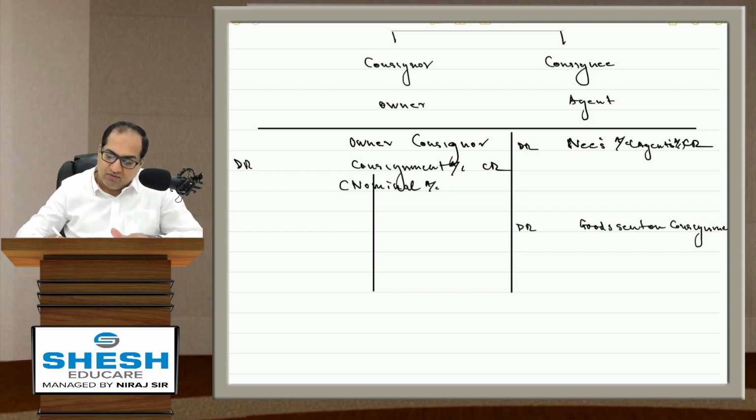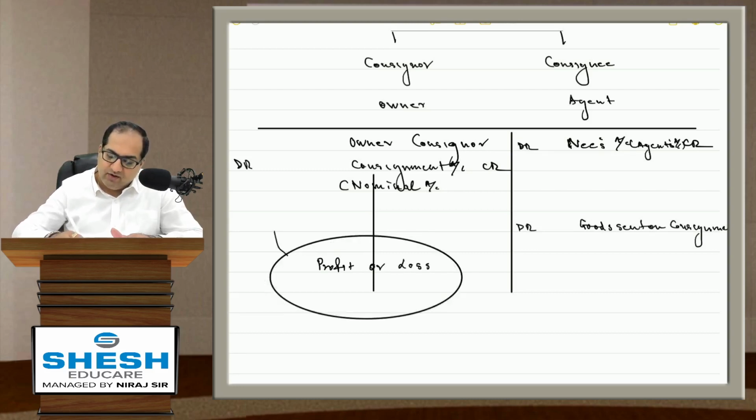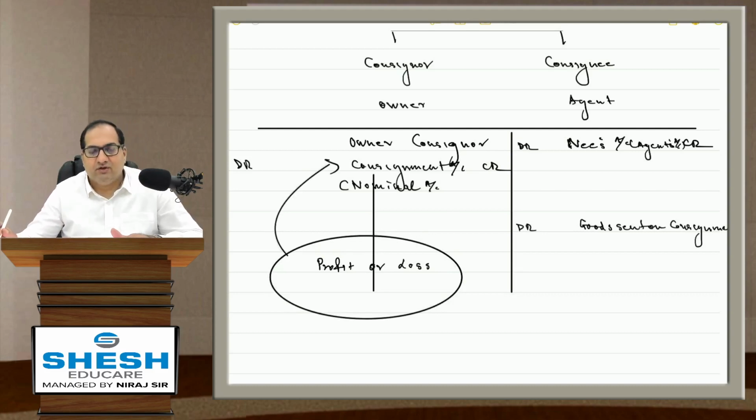This consignment account will give you consignment profit or loss. So this account will disclose the profit or loss of the consignment business. Even if you are asked to pass journal entries in the books of consignor, you will have to prepare the consignment account in T form. Why? Because until we prepare the consignment account, we will not come to know the profit or loss suffered by the consignment business. Also, even if only journal entries are asked, we'll have to prepare the consignee's account in T form because we would like to know the amount receivable from the consignee, which we will receive, and then his account will be settled.